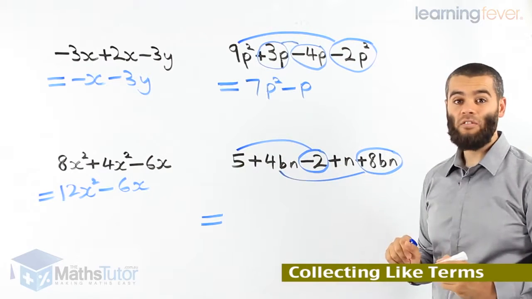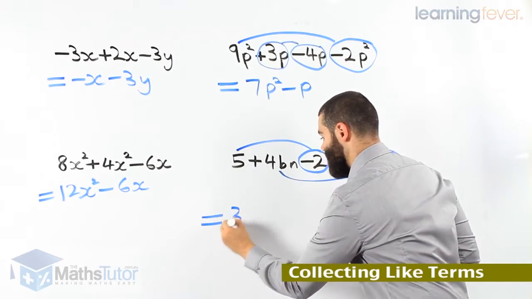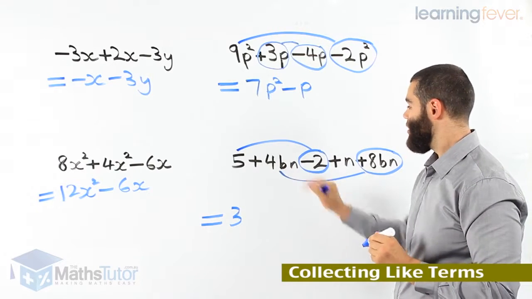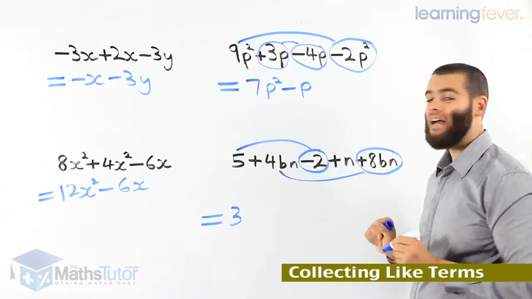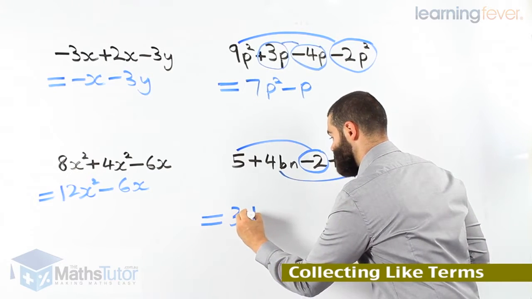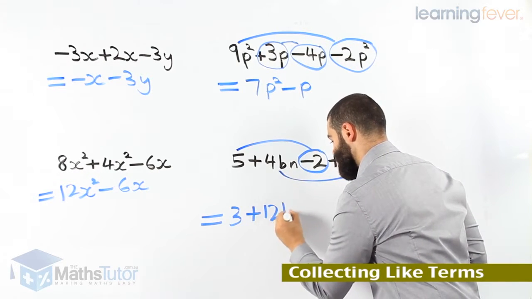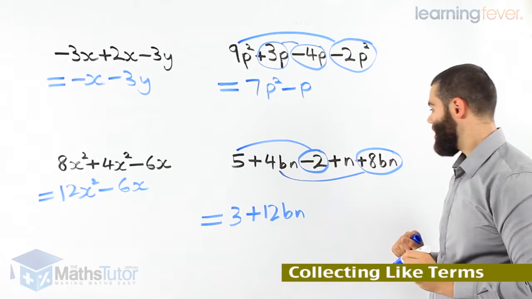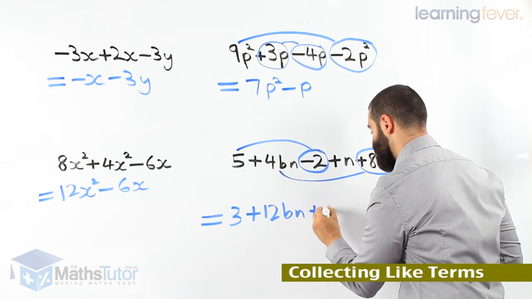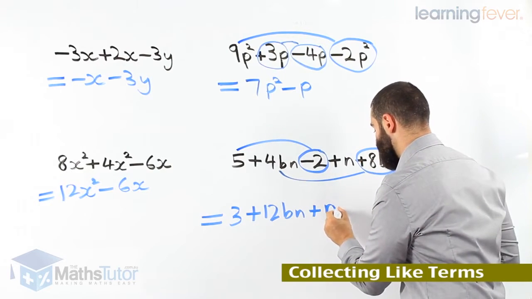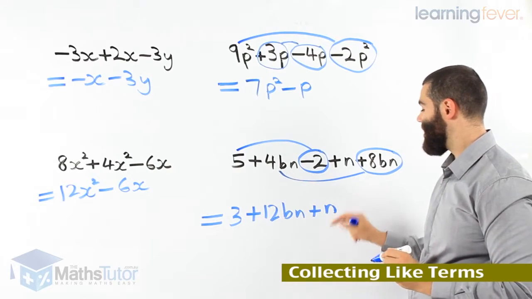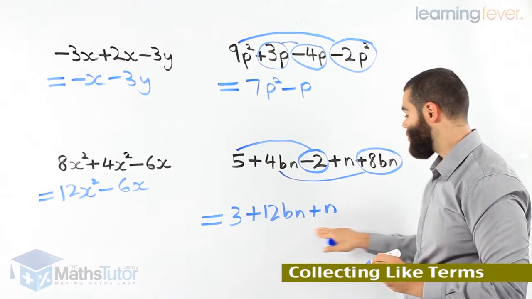5 take away 2 is 3. 4bn, or positive 4bn, plus 8bn: 4 plus 8 is 12bn, and we don't forget plus n at the end. It has no like term, so it just comes down as it is. So 3 plus 12bn plus n. This is our final answer.